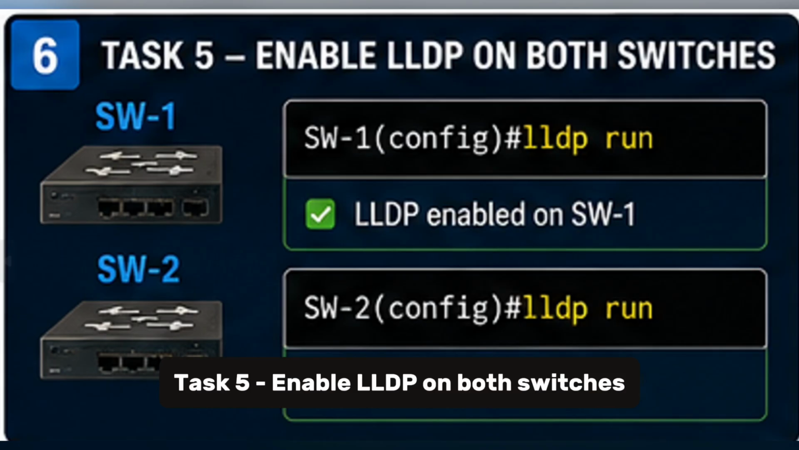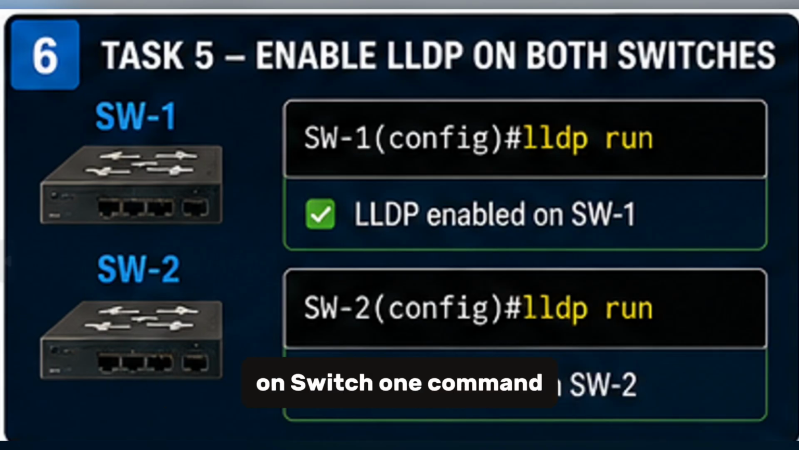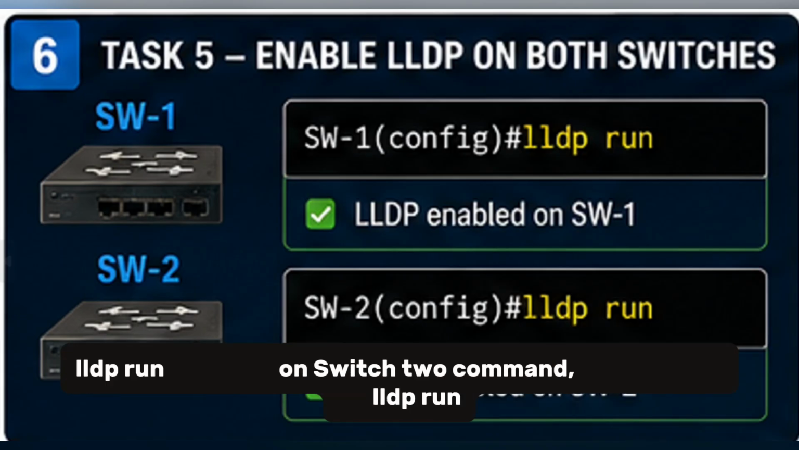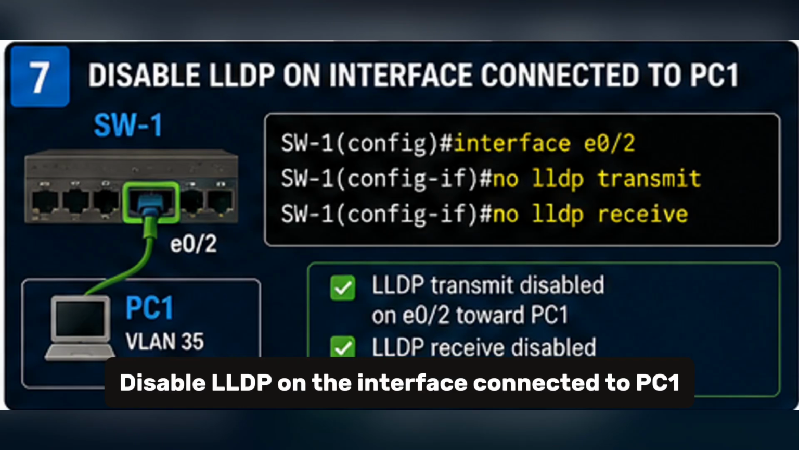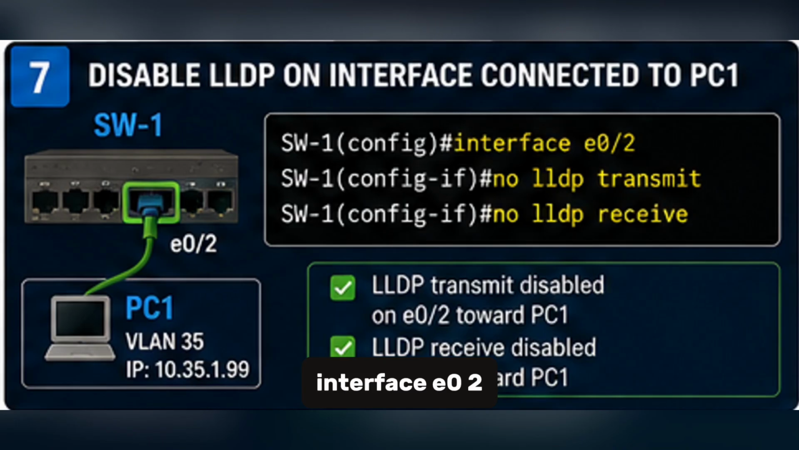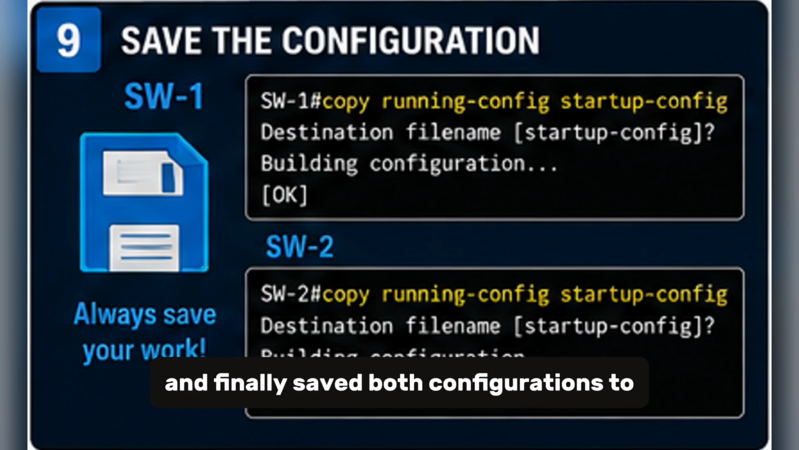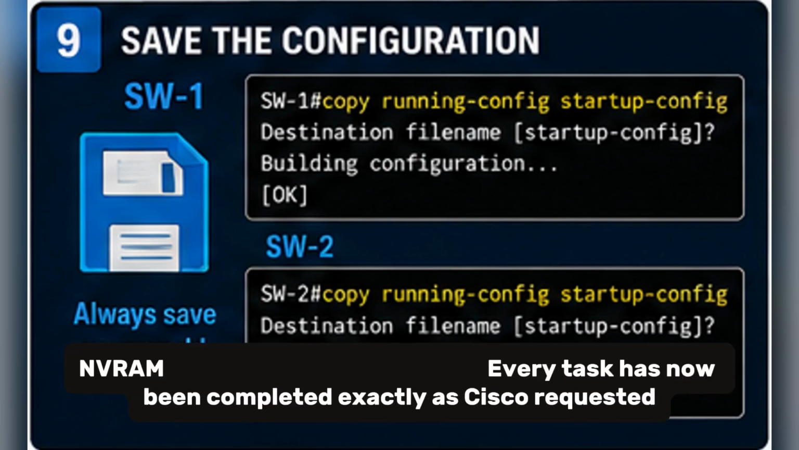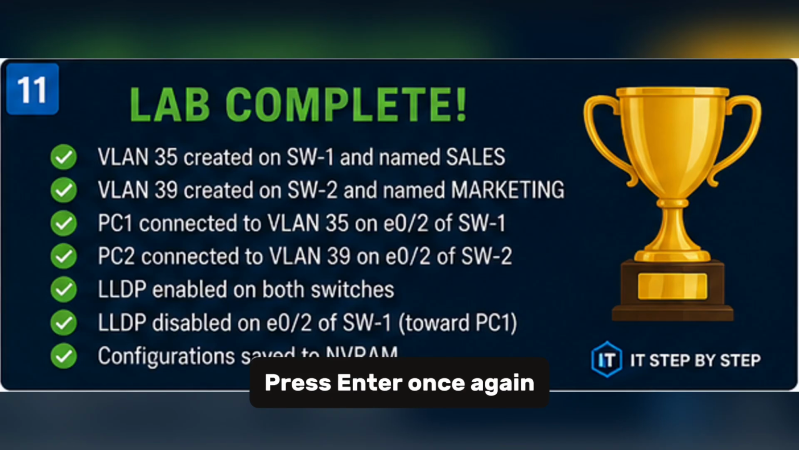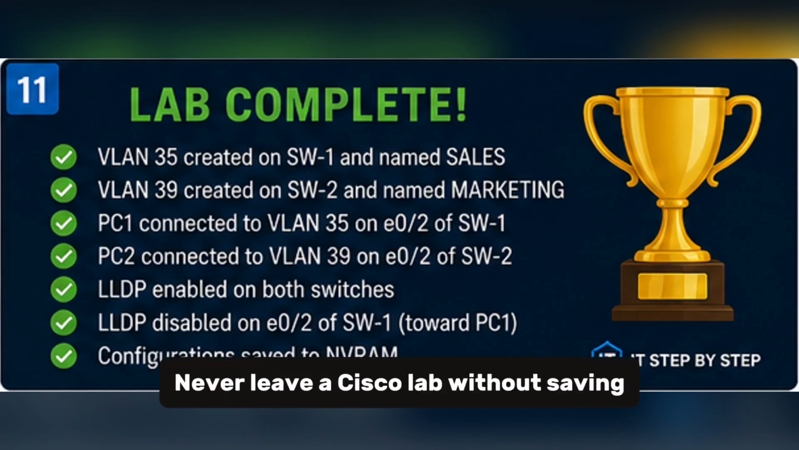Task 5. Enable LLDP on both switches. On switch 1, command: lldp run. On switch 2, command: lldp run. Disable LLDP on the interface connected to PC1, interface E0/1. No lldp transmit, no lldp receive. And finally, save both configurations to NVRAM. Every task has now been completed exactly as Cisco requested. Press enter once again. Never leave a Cisco lab without saving.